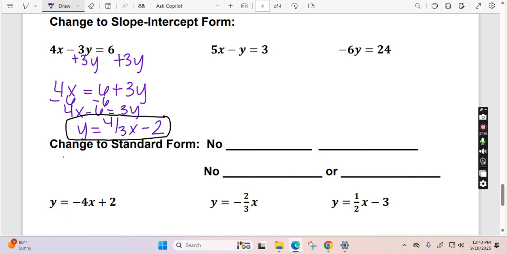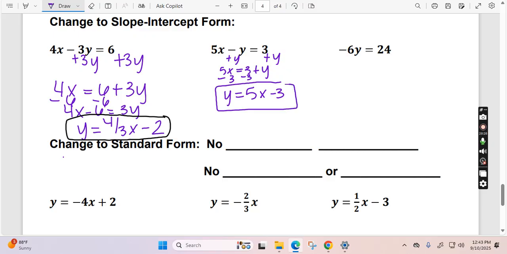Alright, let's change this one to slope-intercept form. 5x minus y equals 3. What am I going to do first? Let's add y to both sides. What am I left with? 5x equals 3 plus y. Now what do I need to do? Subtract 3 from both sides, and I'm left with y equals 5x minus 3.